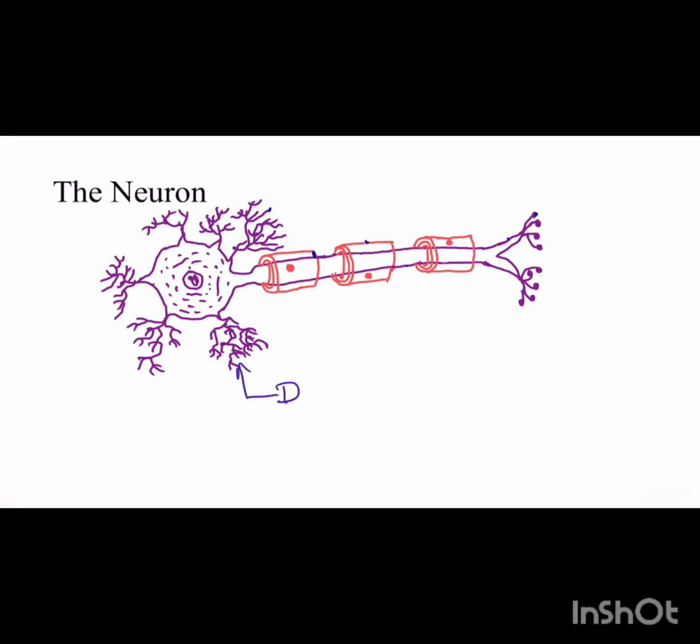We know that these are the dendrites, this is the cell body, this is the axon, and these are the synaptic terminals. This place is called the axon hillock. What are these? These are the Schwann cells. Schwann cells wrap up the axon, forming the myelin sheath. The gap in between two myelin sheaths, the gap in between two Schwann cells, is known as the node of Ranvier.